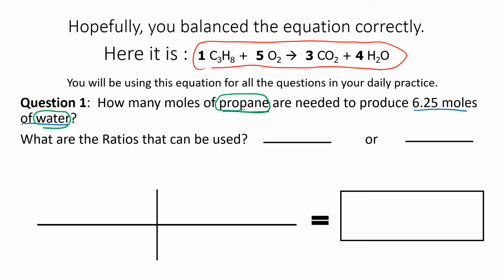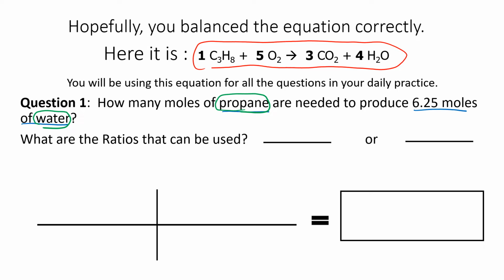Okay, so water and propane are the only two things. In every question, you're going to have two substances that you're going to work with. Once you figure out what those two are, you go back to the balanced equation and circle them, highlight them, whatever the case may be.